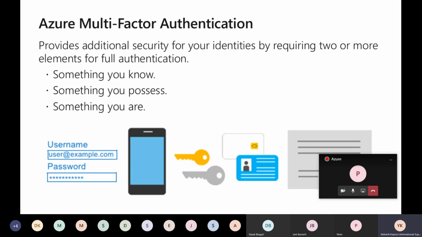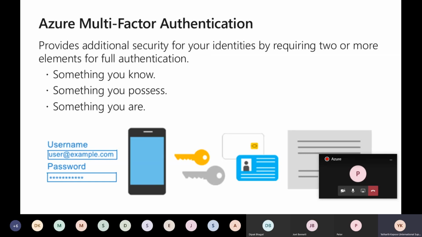First of all, I need to know who you are, right? So you give me your email ID. I ask you for password. That's something that you know, right? You give me your password, and that's about it. You get in. Then I tell you that, okay, do you have a cell phone?